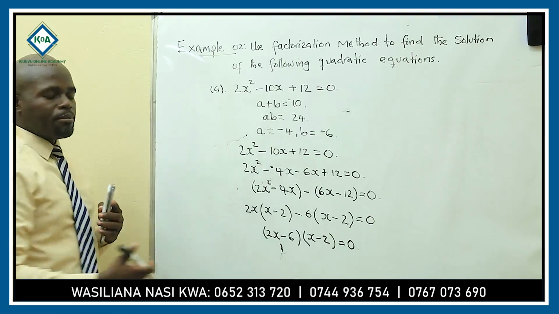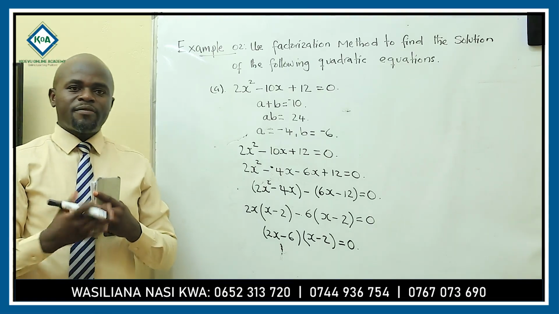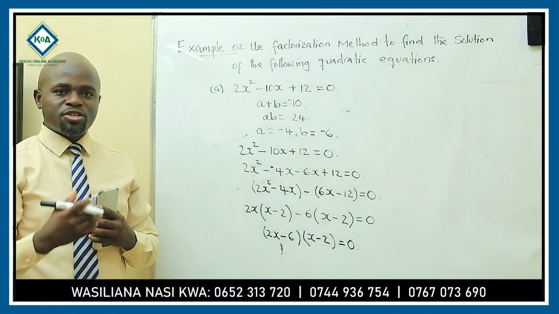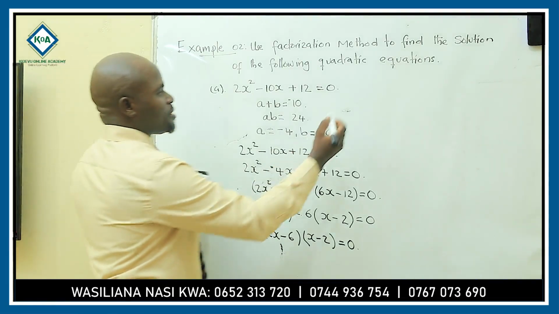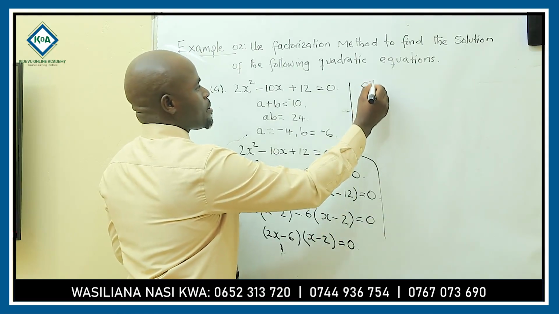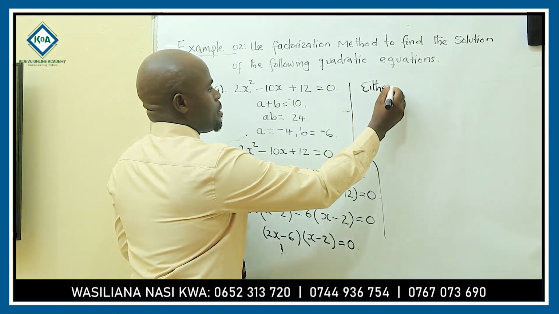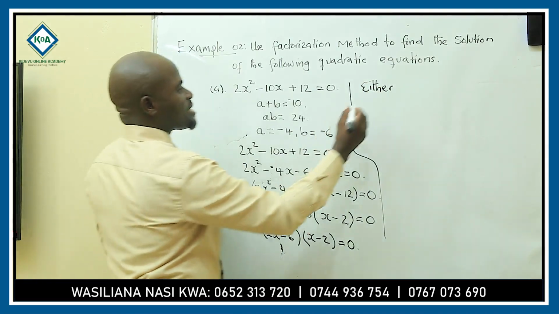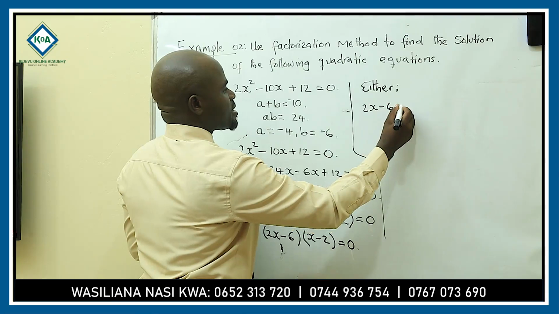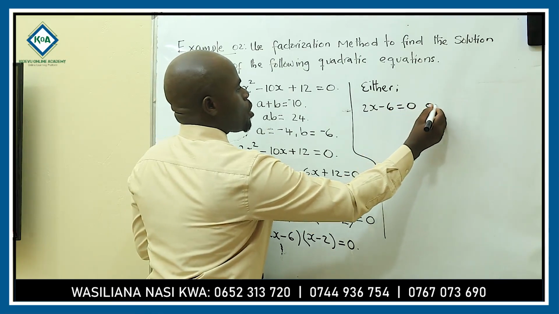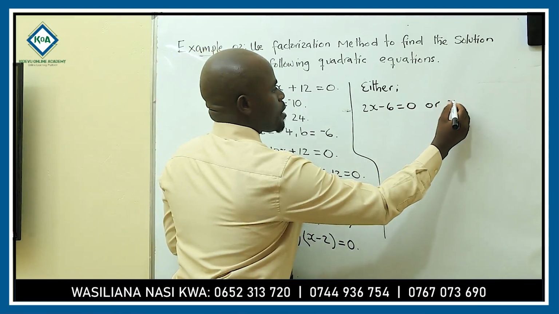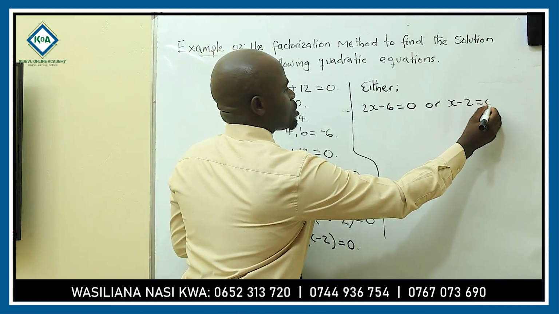If you multiply two numbers and the answer is 0, it means one of these two numbers is 0. So we say either 2x minus 6 is equal to 0, or x minus 2 is equal to 0.